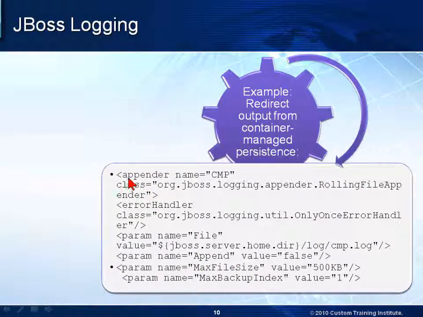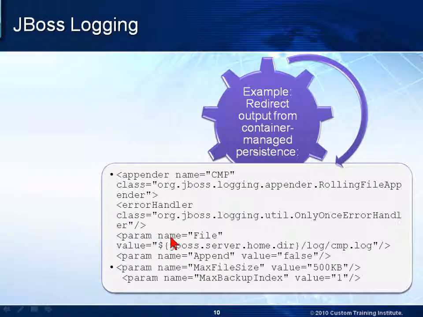So we have an appender here. The name is CMP for Container Managed Persistence. The class is org.jboss.logging.appender.RollingFileAppender. That's all supposed to be on one line; it's not supposed to be broken here, just because of the slide. Then the error handler class equals org.jboss.logging.util.OnlyOnceErrorHandler. In other words, we want the error handler to only occur once.